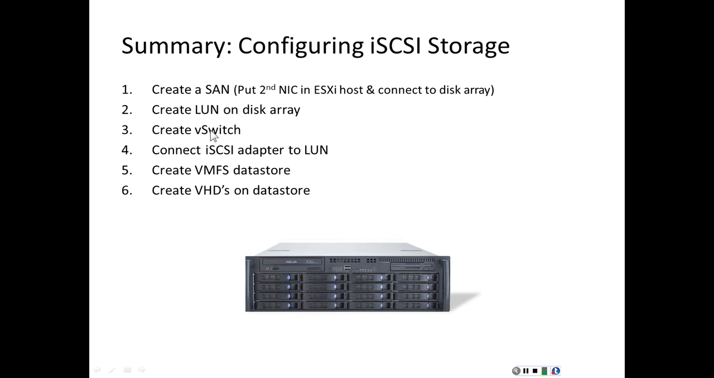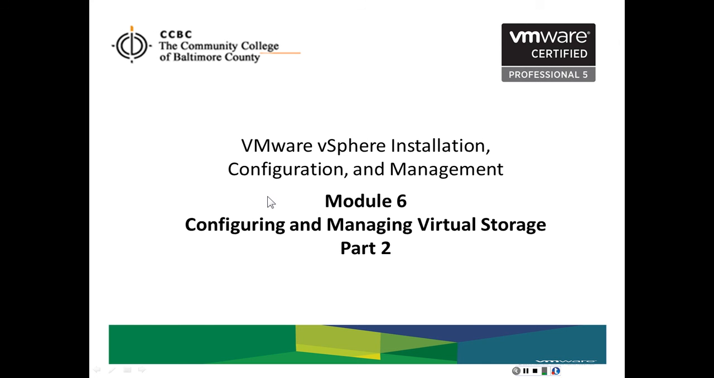virtual switch, and that virtual switch is associated with the second network interface card, the one you just put in the ESXi host. Then you connect the iSCSI adapter to the logical unit number, create the VMFS data store, and then you can create virtual hard disks on the data store, which are on the disk array on the storage area network. And this concludes part 2 of Module 6.